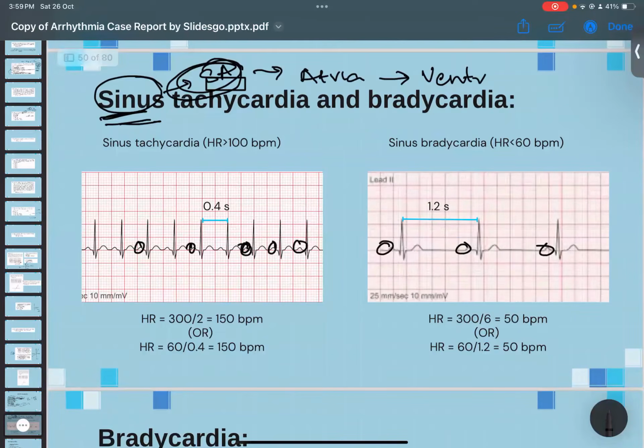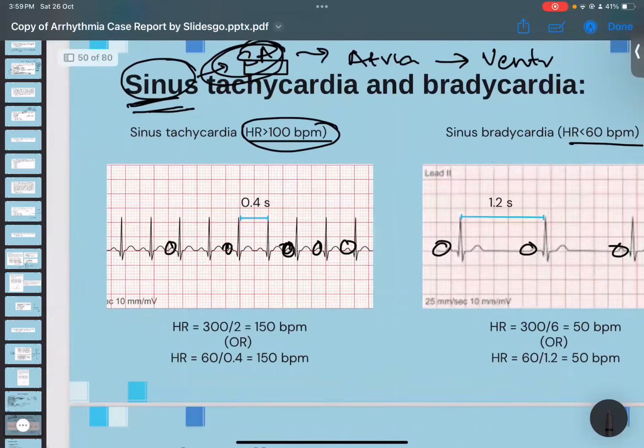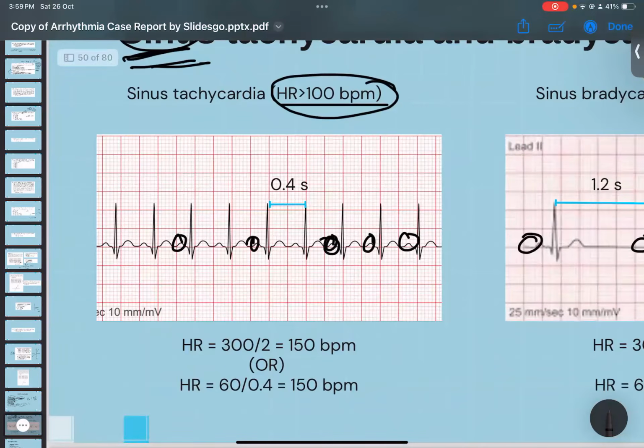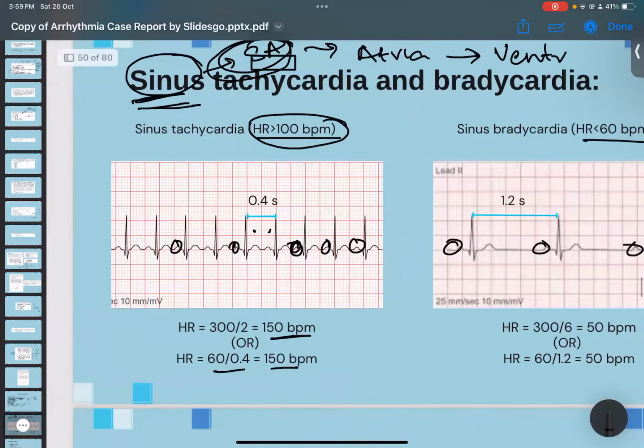So sinus tachycardia is when you have a heart rate of over 100 beats per minute, and bradycardia is when you have a heart rate of less than 60 beats per minute. For example, in this ECG, the heart rate would be around 150 beats per minute: 300 divided by 2, or 60 divided by 0.4, because this is two big boxes, 0.2 plus 0.2, 0.4, so 150 beats per minute.